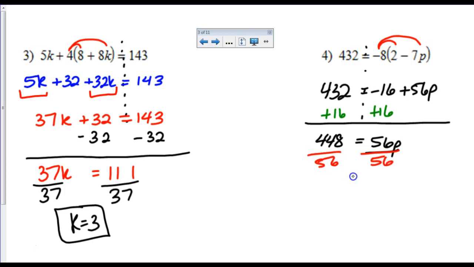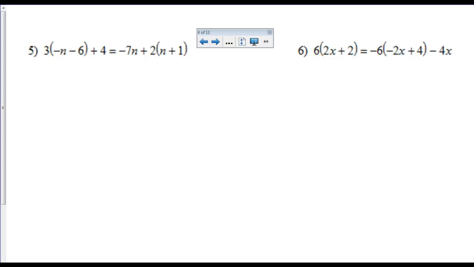And looks like we get p equals 8. If you wrote 8 equals p, that means the exact same thing, so don't panic. All right, moving along. Oh my goodness.